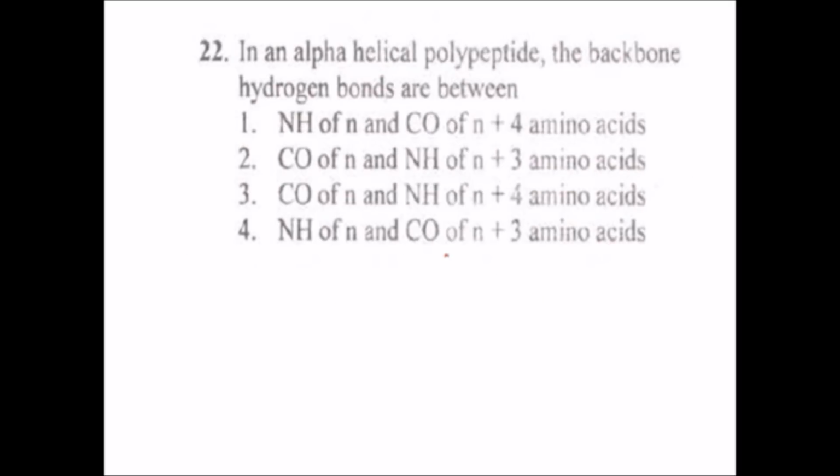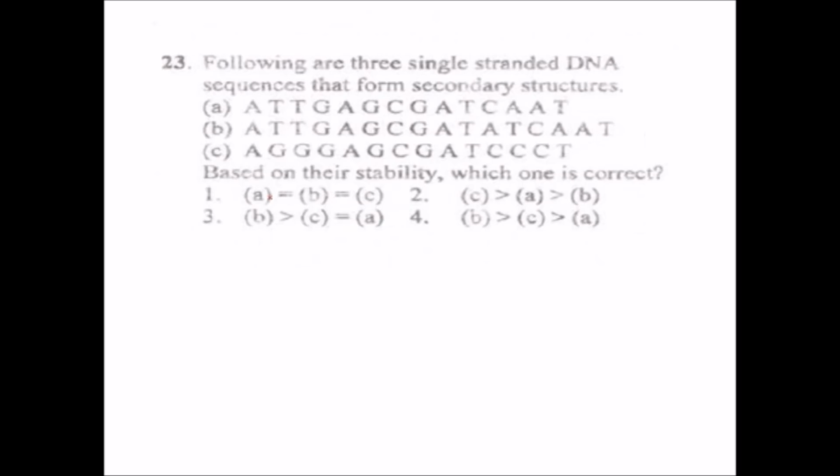In an alpha helical peptide, the backbone hydrogen bond is between. There is no doubt the hydrogen bond is formed between the first carboxyl with that of the N+4, or the fourth NH group. So the answer will be number 3.